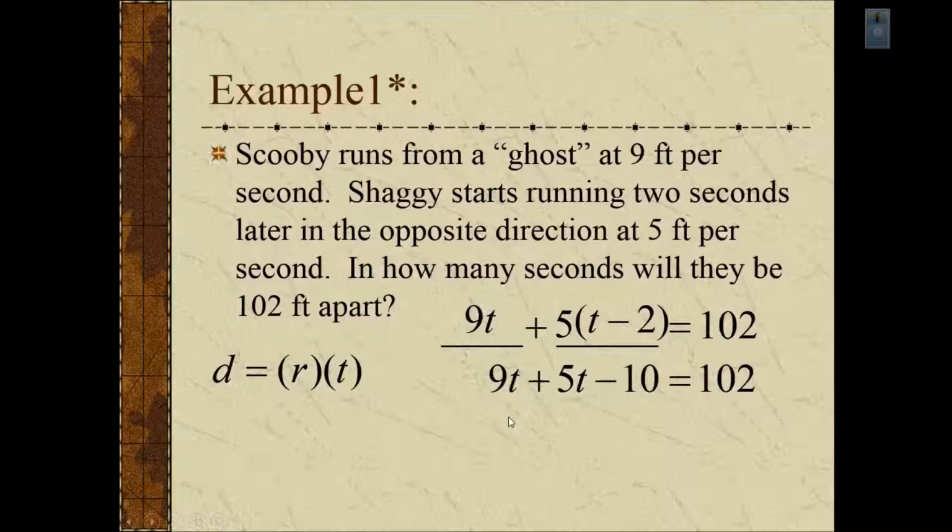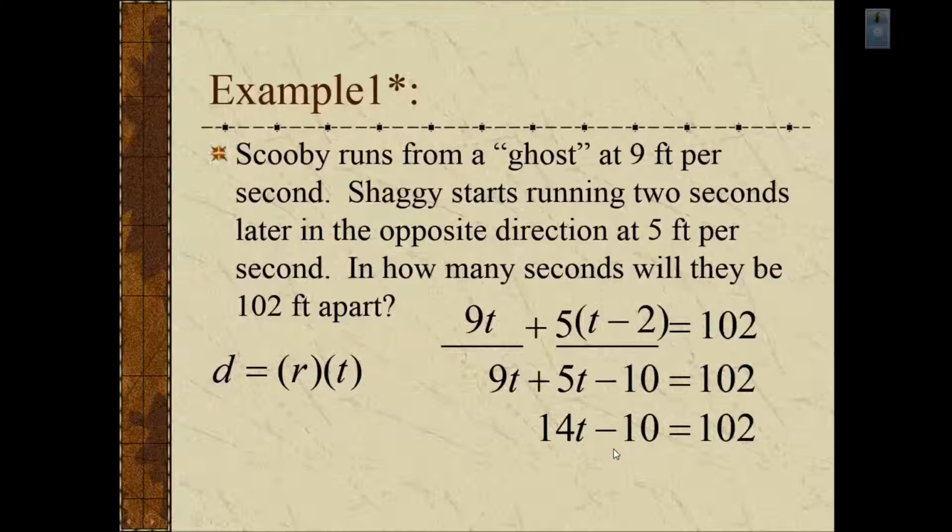Next, simplify a little bit more. I could collect some like terms here. 9t and 5t can add up to 14t. 14t minus 10 equals 102. I've done all the simplifying I can. It's time to start undoing things to try to get at that t.